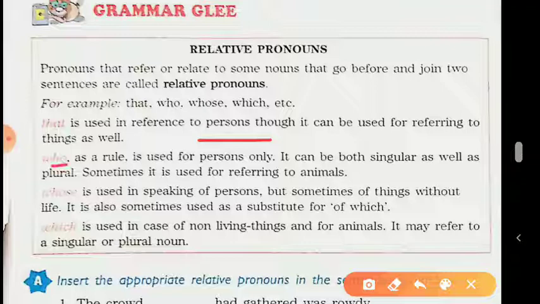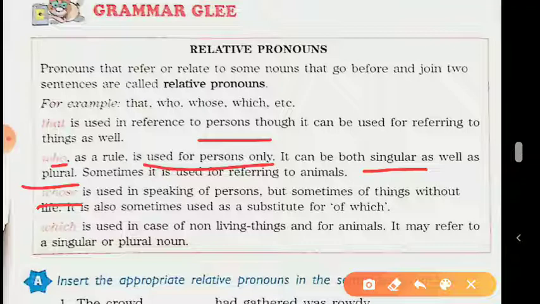Now, who is used for persons only, and it can be both singular and plural. Who हम singular के लिए भी यूज कर सकते हैं और plural के लिए भी यूज कर सकते हैं, but sometimes we use it for referring to animals also. Then the third relative pronoun, children, is whose. And whose, as I said, is generally used to show ownership or possession.